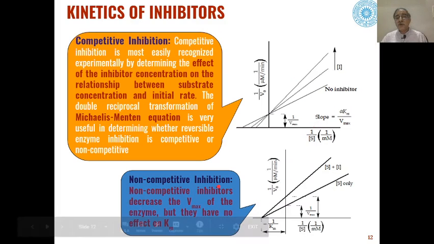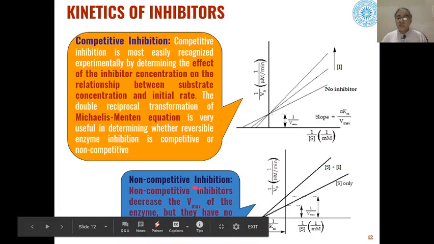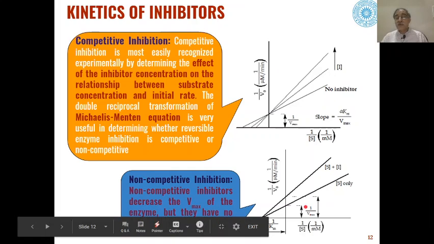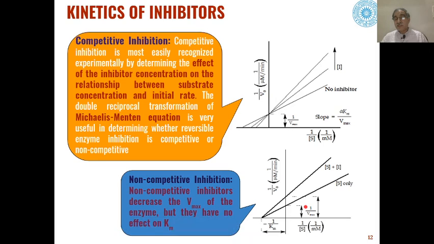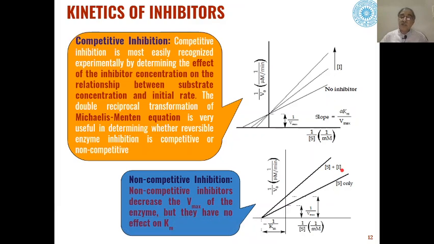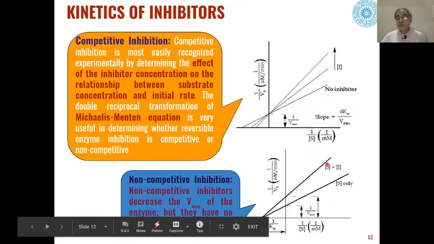Then in case of non-competitive inhibition, there is a decrease in the value of Vmax, that is the maximum velocity of the enzyme, but there is no effect on the Michaelis constant. That will remain constant. By changing the concentration of the substrate, we can see that when there is substrate only, this type of straight line is there, and as we increase the concentration of the inhibitor, the kinetics of the reaction also changes.